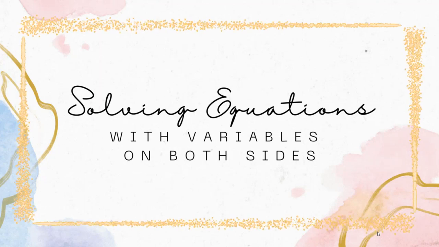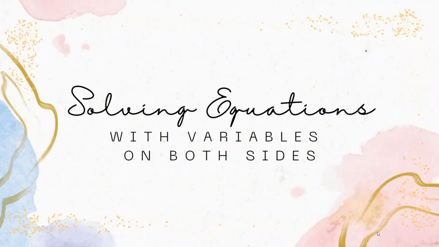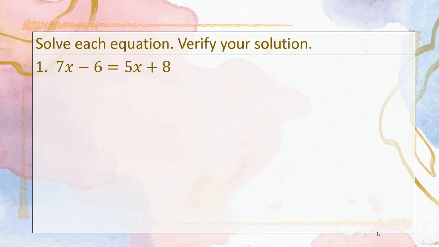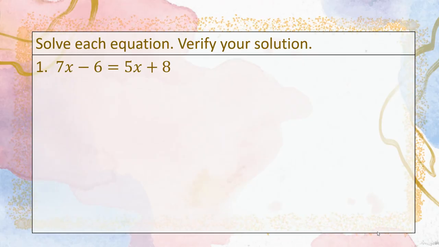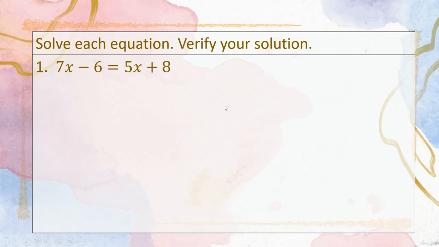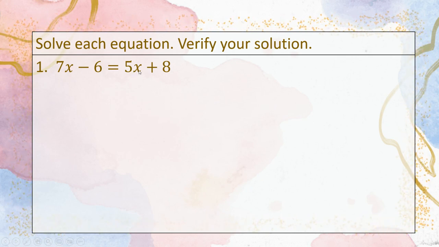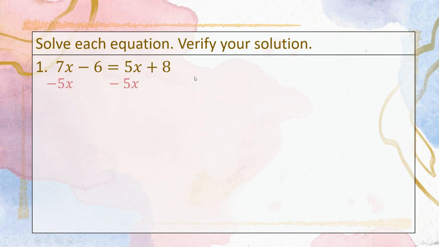Today we are solving equations with variables on both sides of the equal sign. When you have a variable on both sides, you want to get the variable to one side, and I just pick on whichever one's smaller. So I have 7x on the left, 5x on the right. 5 is smaller than 7, so I am going to subtract 5x from both sides.